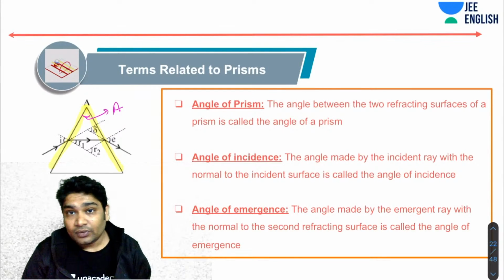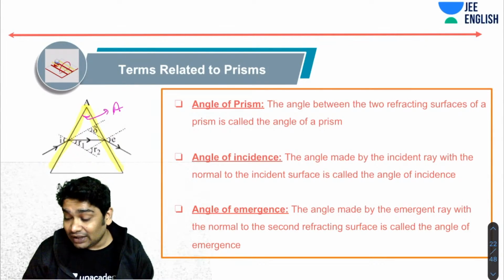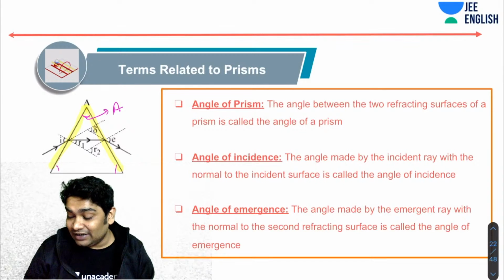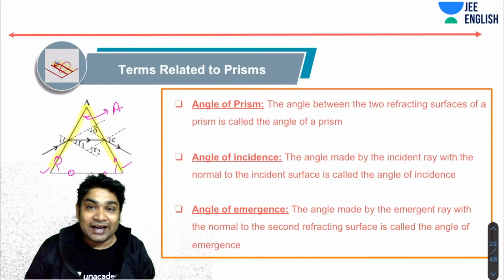Now you have two other angles also, but you don't call these angles the angle of prism unless the refractions were happening from this and this surface. Then this would have become the angle of prism. If the refractions were happening from this and this surface, then this would have become the angle of prism.